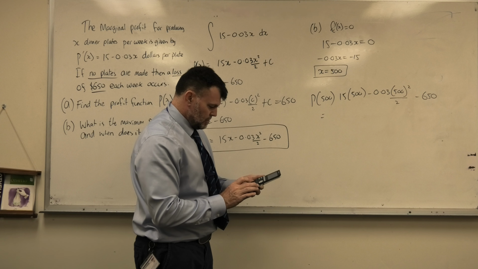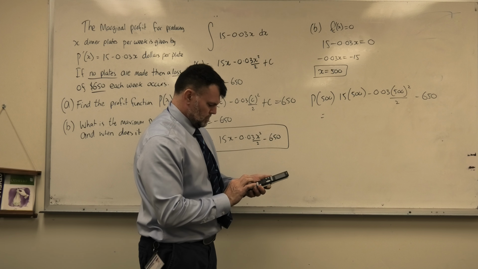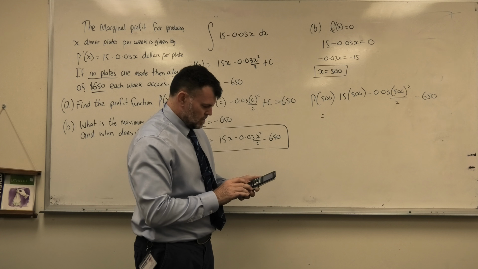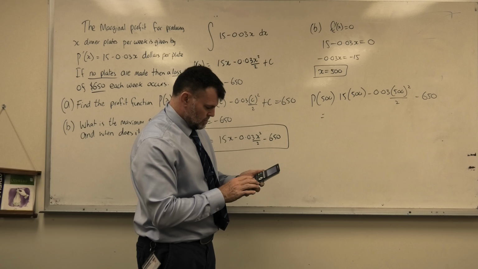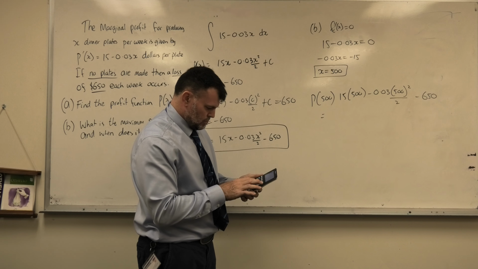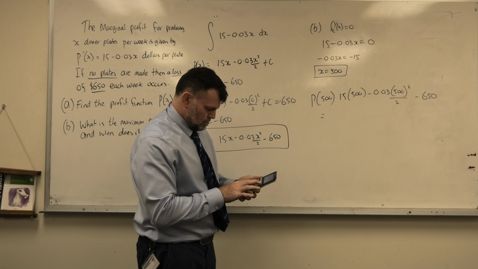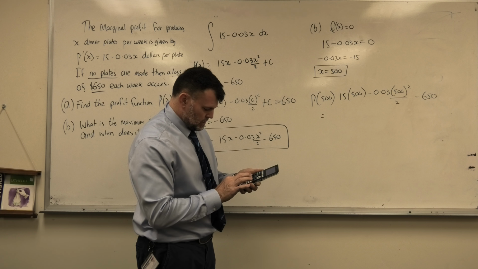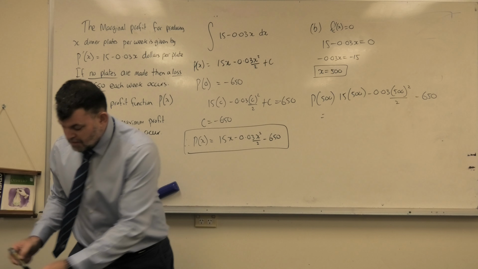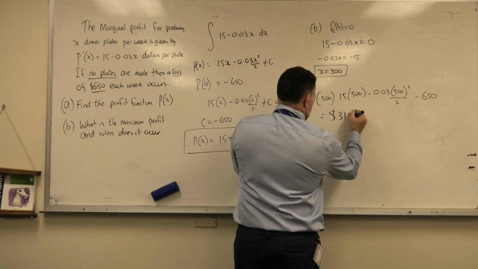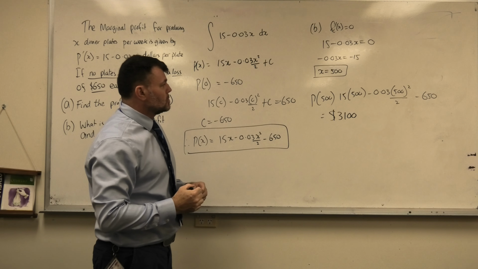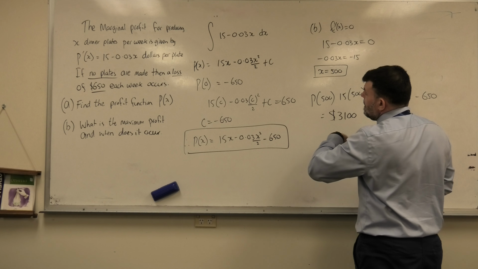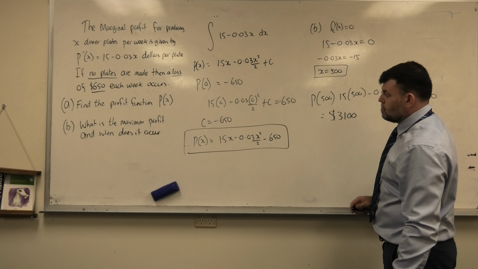So we've got 15 brackets 500 minus 0.03 brackets 500 squared over 2, close those brackets, minus 650. We get approximately $3,100 profit. So in this question here, we've been told that if we sell 500 plates, we're going to make a profit of $3,100.